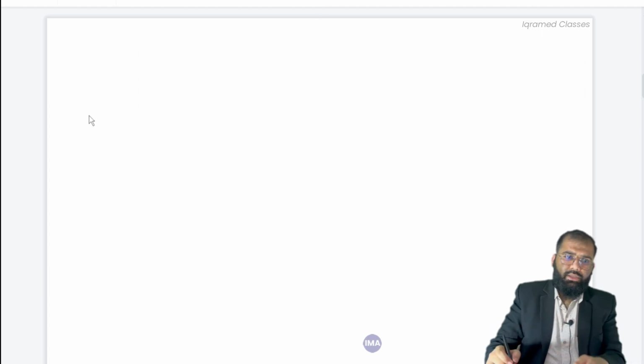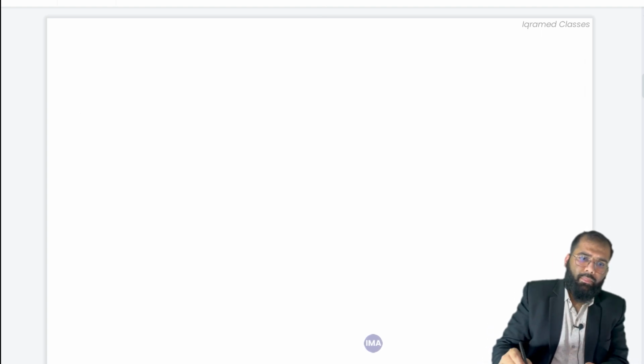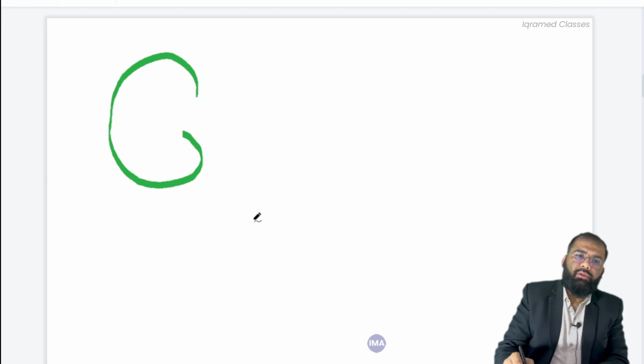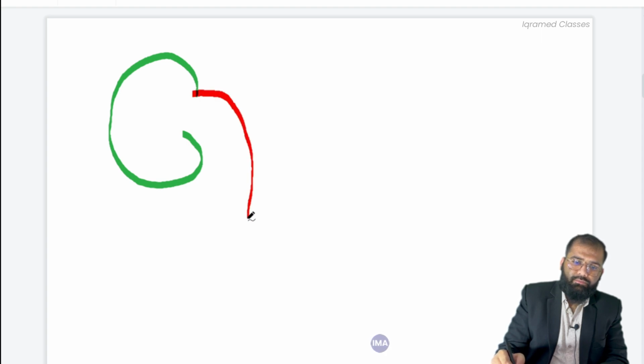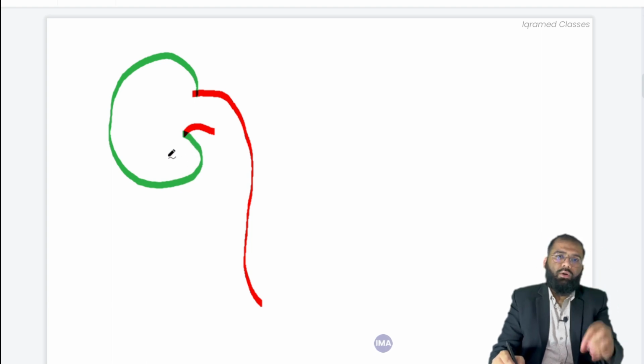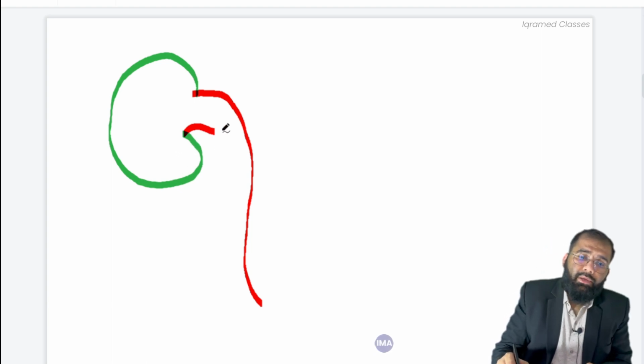So suppose this is the kidney. Okay. When we say duplicated collecting system, we are referring to the ureter. So we might have a case where there are two ureters, one originating from the upper pole and one originating from the lower pole. Now here I want to tell you a special law which is called Weigert-Meyer law.